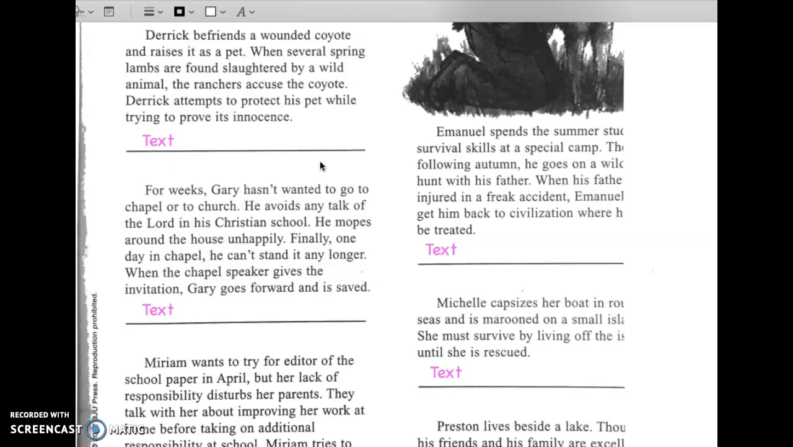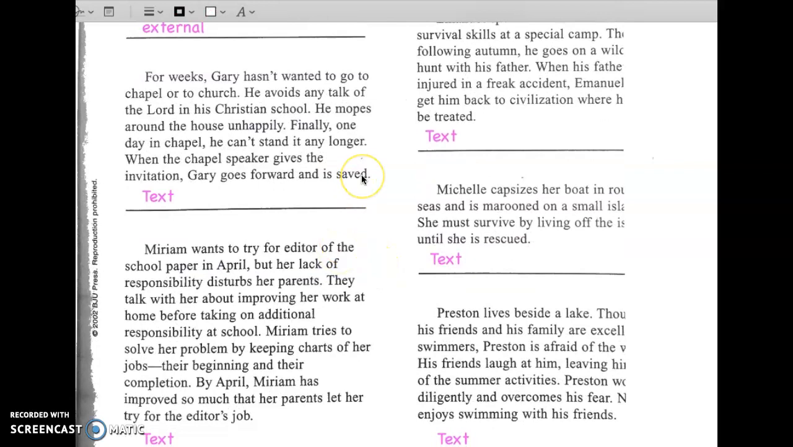Would that be internal? Is it a battle going inside his mind, or does it have to do with outside forces? External. Very good. For weeks, Gary hasn't wanted to go to chapel or church. He avoids any talk of the Lord in his Christian school. He mopes around the house unhappily. Finally, one day in chapel, he can't stand it any longer. When the chapel speaker gives the invitation, Gary goes forward and is saved.